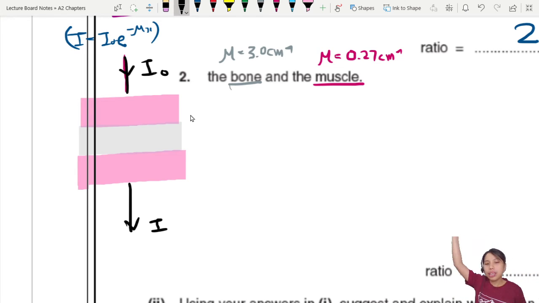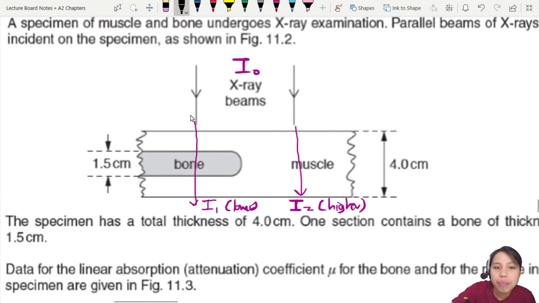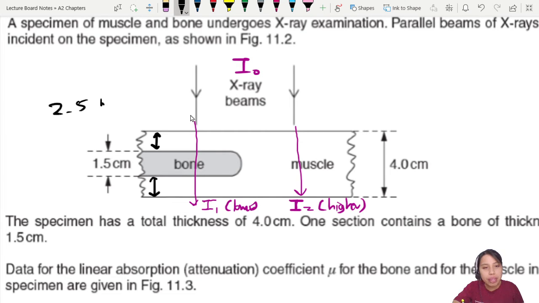Okay. We stay calm and we think about the first part. Think about this I naught going through muscle. How far does it travel before it hits the bone? You do some subtraction and see. Okay, we go back to this diagram. What is the distance here? There's two parts here. But I do know the total muscle part could be 4 minus 1.5. So that's about 2.5 cm for both of these muscle. So it will pass through a total of 2.5 cm of muscle.